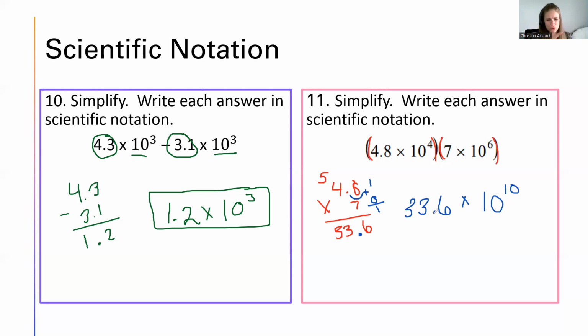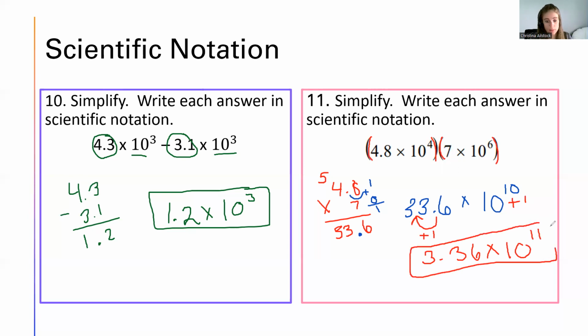Well, if I move it to the right, it's going to make our number 336. That's not what I want. But if I move it 1 space to the left, that gives us 3 and 36/100. Well, let's go ahead and do that. But remember that the exponent in scientific notation only represents how many times you move your decimal point. Well, we just moved our decimal point an additional time, meaning we need to track that movement, making it 10 to the 11th power.